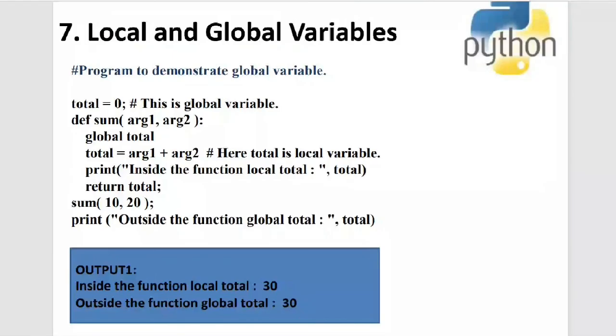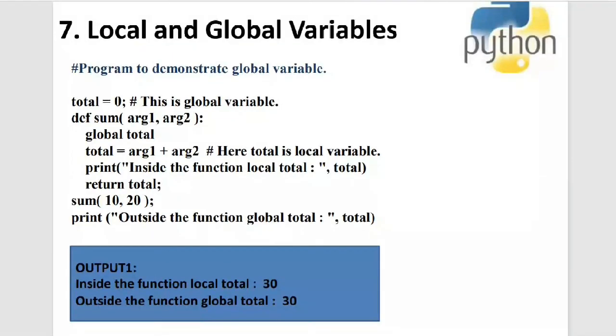Now let's see how you can make this total a global one and reflect the results in total. I say total is equal to 0 and then this sum function is defined. I'm taking in the two arguments 10, 20 and now I have added one more statement inside this sum, which is global total. So now this total has become the global variable.